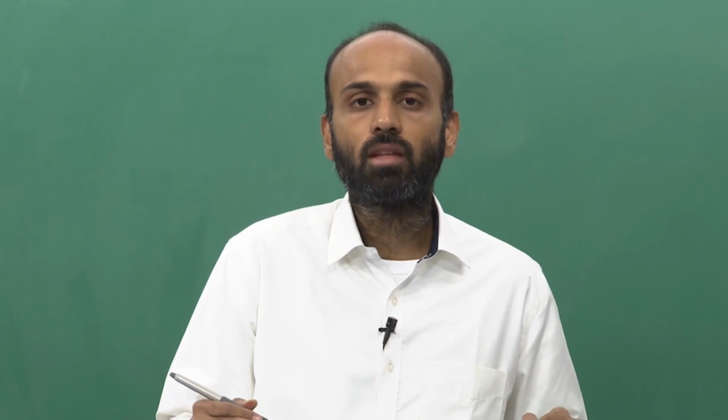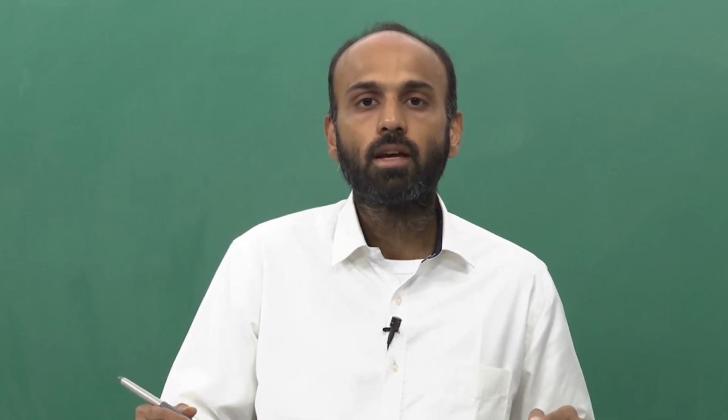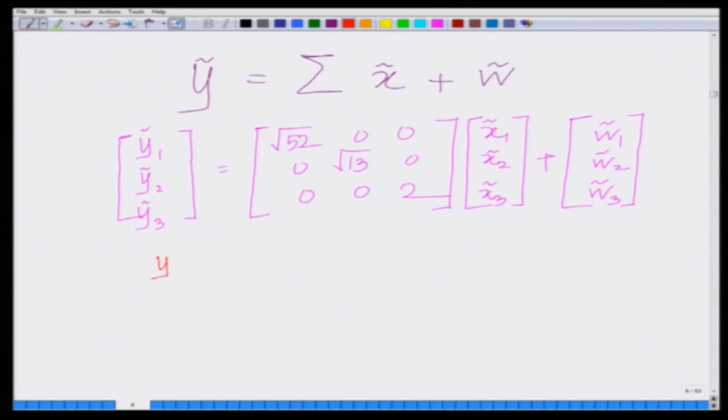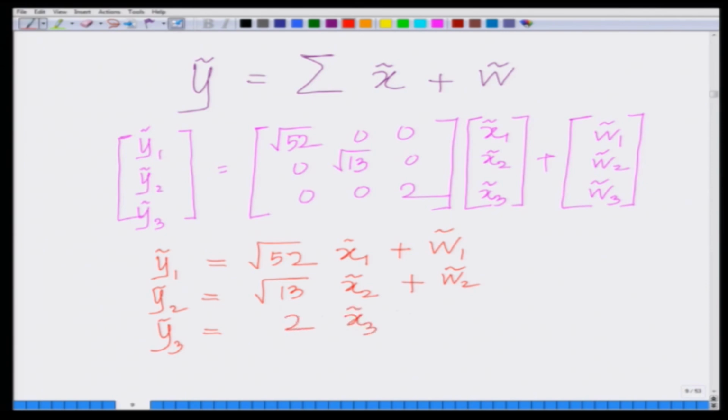And therefore, since sigma is diagonal, I have 3 decoupled channels in this MIMO wireless system. Namely, I can now separate these as y1 tilde equals square root of 52 times x1 tilde plus w1 tilde, y2 tilde equals square root of 13 x2 tilde plus w2 tilde, y3 tilde equals 2 times x3 tilde plus w3 tilde.